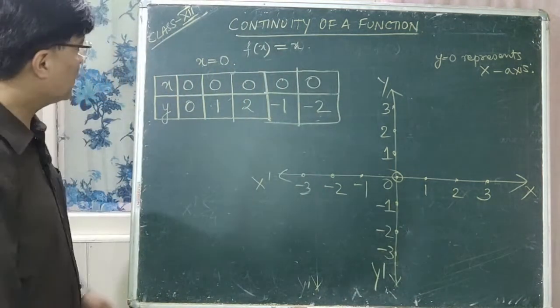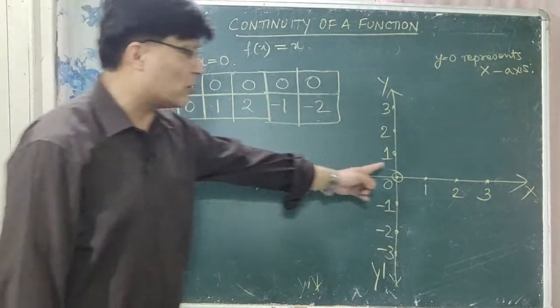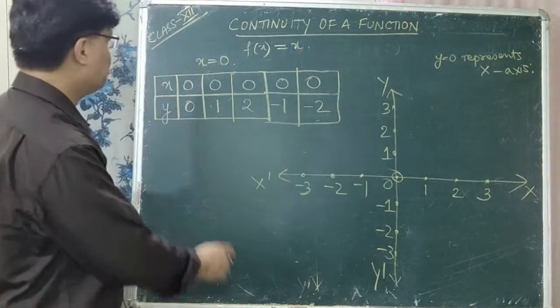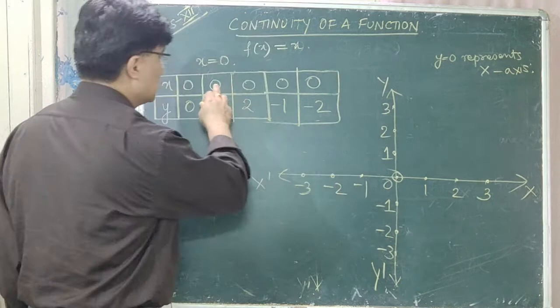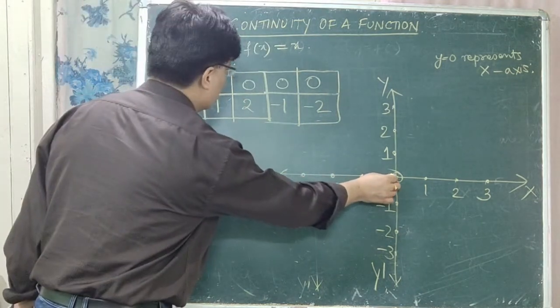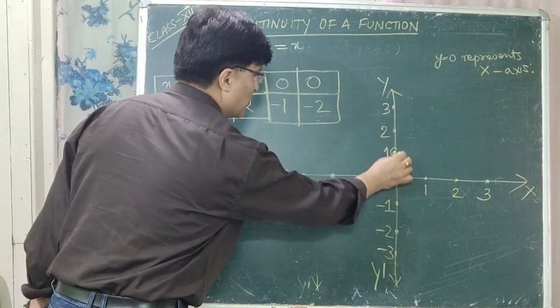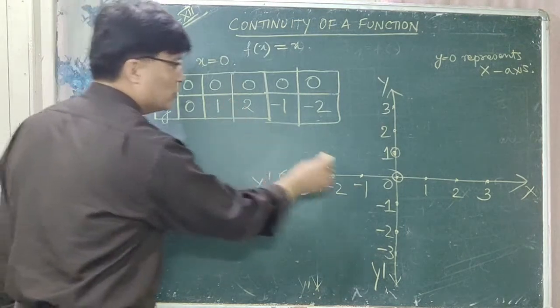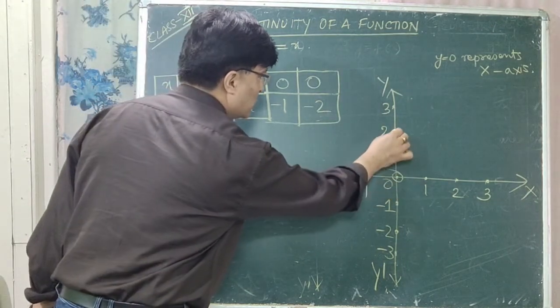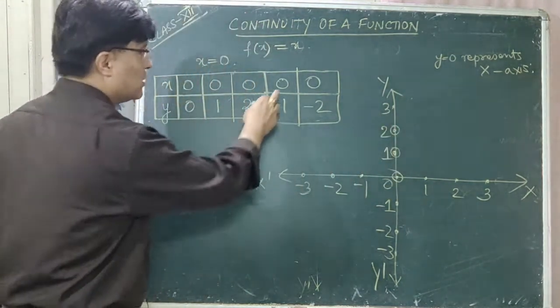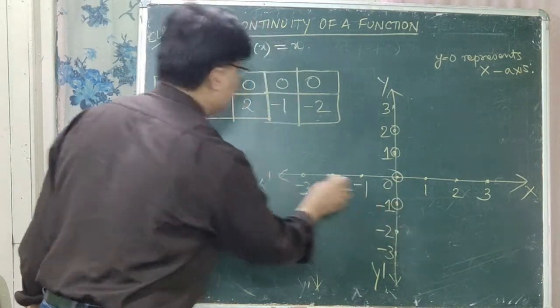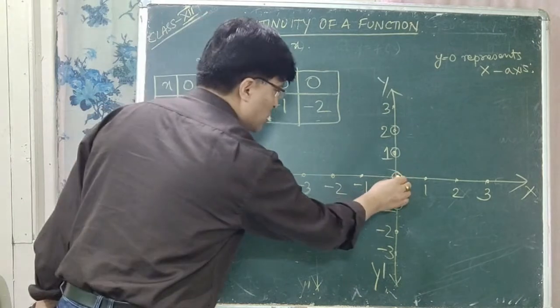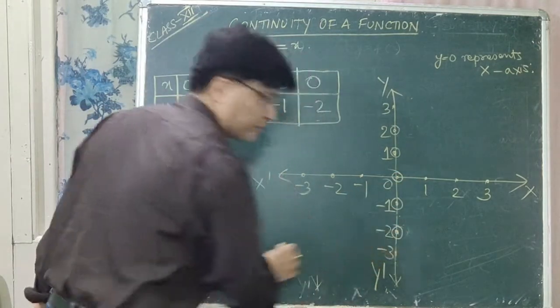Right. So mark the point 0, 0. Where does it lie? It is the origin. Next, 0, 1. X is equal to 0 lies out here, and 1 goes up here. Then 0, 2. Next 0, -1. 0 is here, -1 comes out here. And 0, -2. 0 is out here, and -2 is this one.